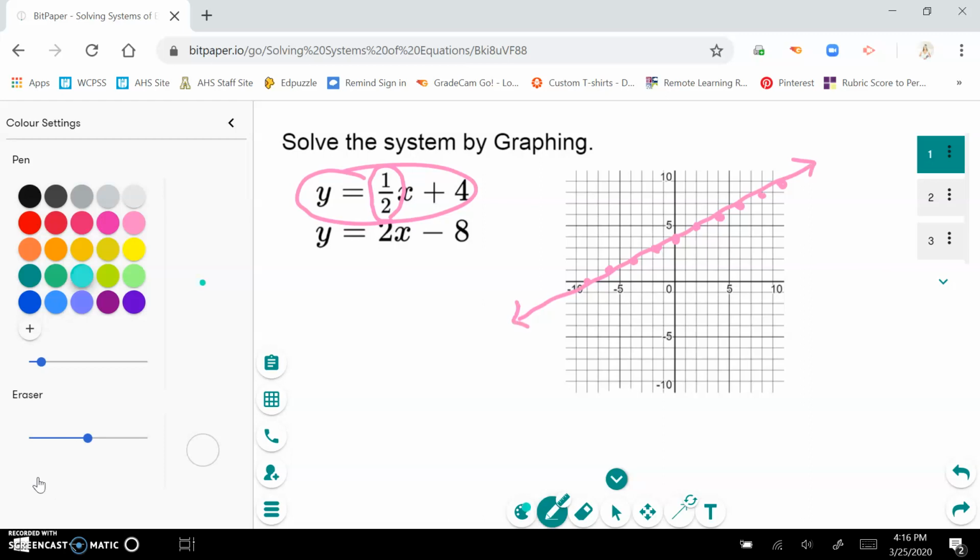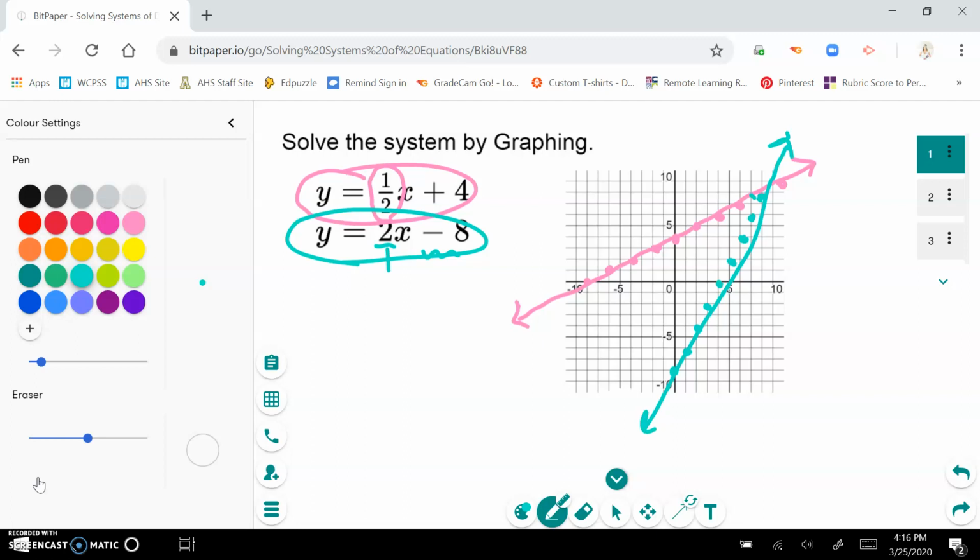Then I'm going to graph the second line in this other color. Its y-intercept is -8, so I will start down at -8. And then remember, always make your slope a fraction, so we go up 2, right 1. And there you have our 2 graphed lines.